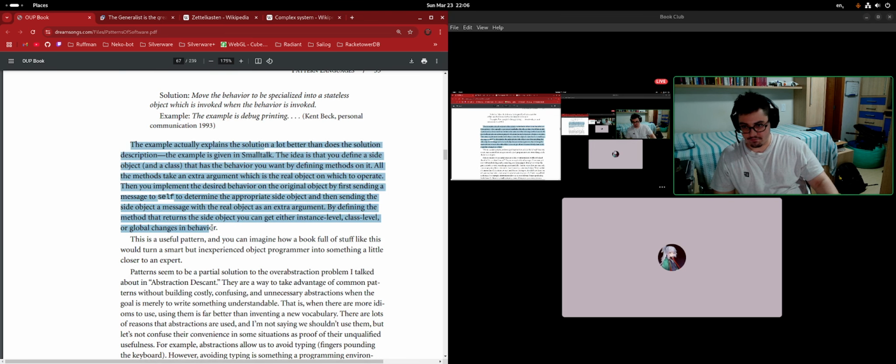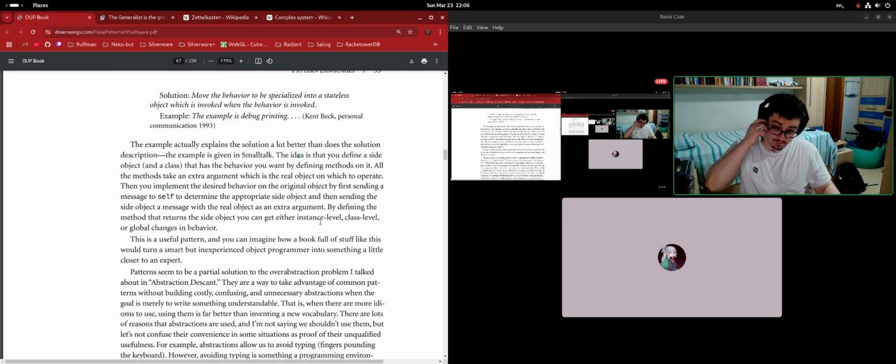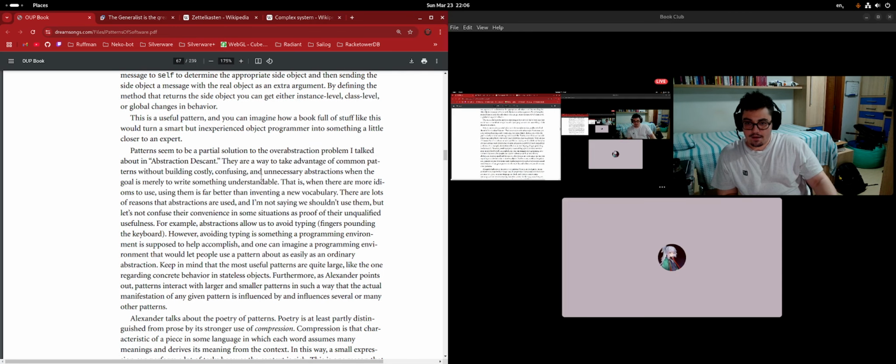Gabriel would then translate that, which, by the way, I don't know if I understood exactly this pattern, but we can talk about this later. This is not important now. But it is a useful pattern, and you can imagine how a book full of stuff like this would turn a smart but inexperienced object programmer into something a little closer to an expert. That makes sense. And then we're going to go back to the relationship between patterns and abstractions.